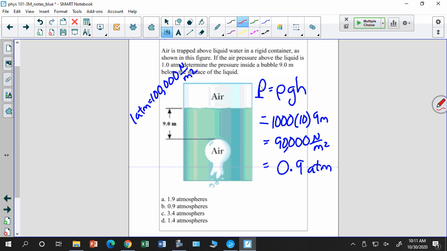But what you were forgetting is that you need to include also this P naught term. So I have this P naught, where P naught is the atmospheric pressure, or 100,000 newtons per square meter. And so instead of having 0.9 atmospheres, this is going to be 1.9 atmospheres. So A is the right answer there. Okay? Is that what y'all did if you put 0.9 at first? I think that's what you did. All right.